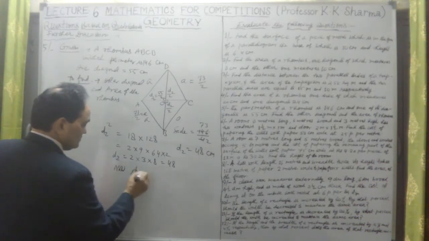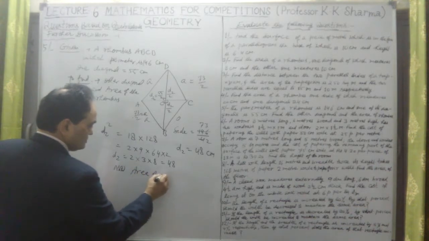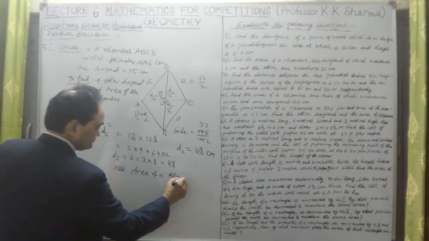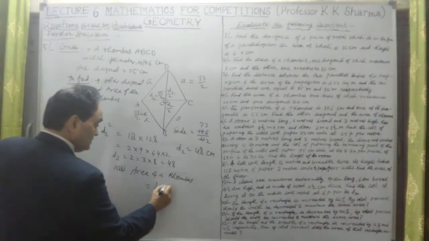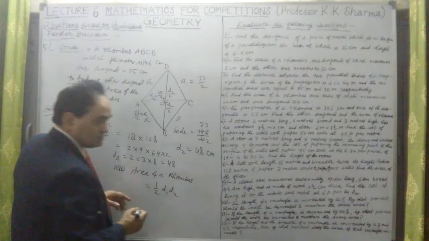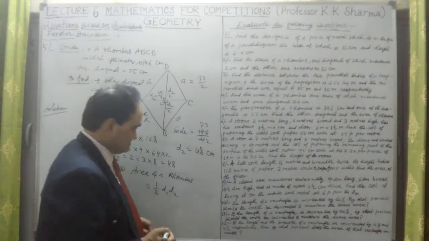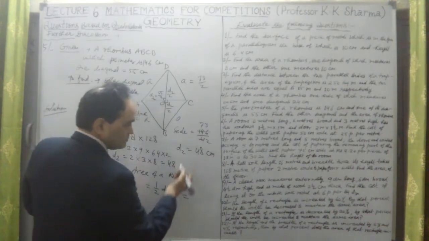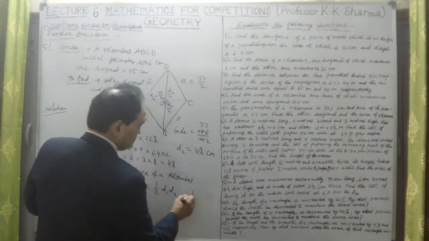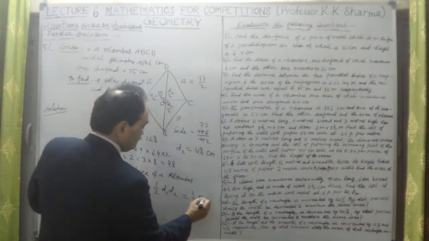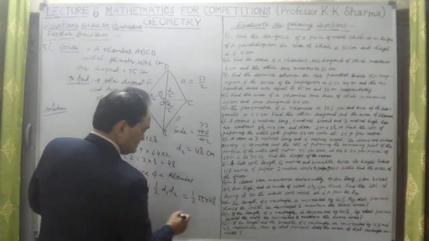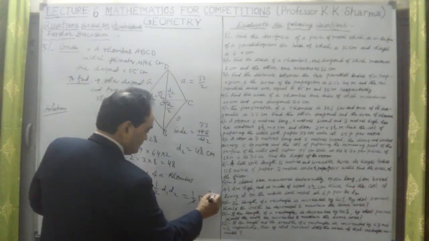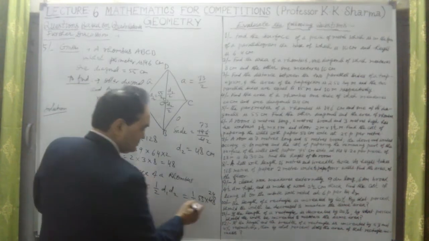We know that the area of a rhombus is equal to half d1 into d2, half of diagonal first into diagonal second. This we have already proved. So this is 1/2. The first diagonal is 55 in length, and the second diagonal we have just calculated, 48. This is 1/2 times 55 times 48.